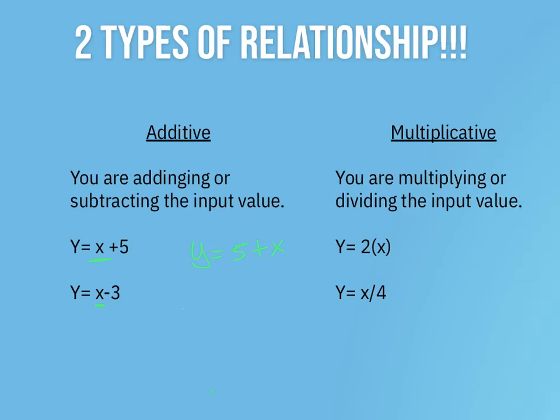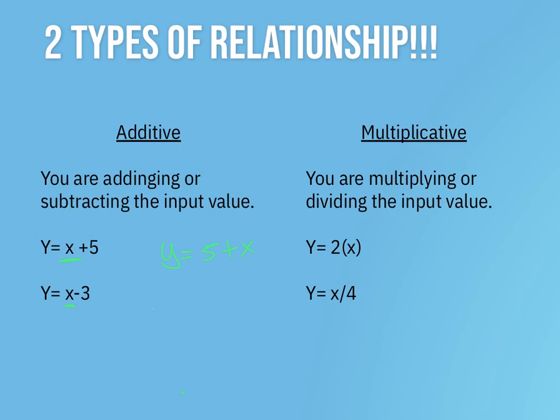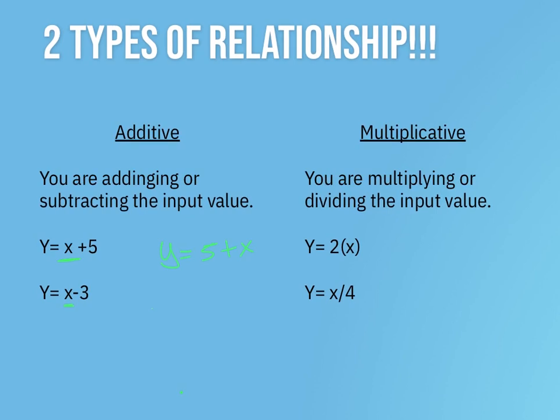And the other one that we're going to talk about is right here, which is multiplicative. Multiplicative is when you are multiplying or dividing the input value. So some examples of that would be y equals 2 times x, or y is equal to x divided by 4. You might also see it as y equals 1/4 times x, okay? Those are all multiplicative, and those are the only two types of relationships that we'll be talking about in this lesson.